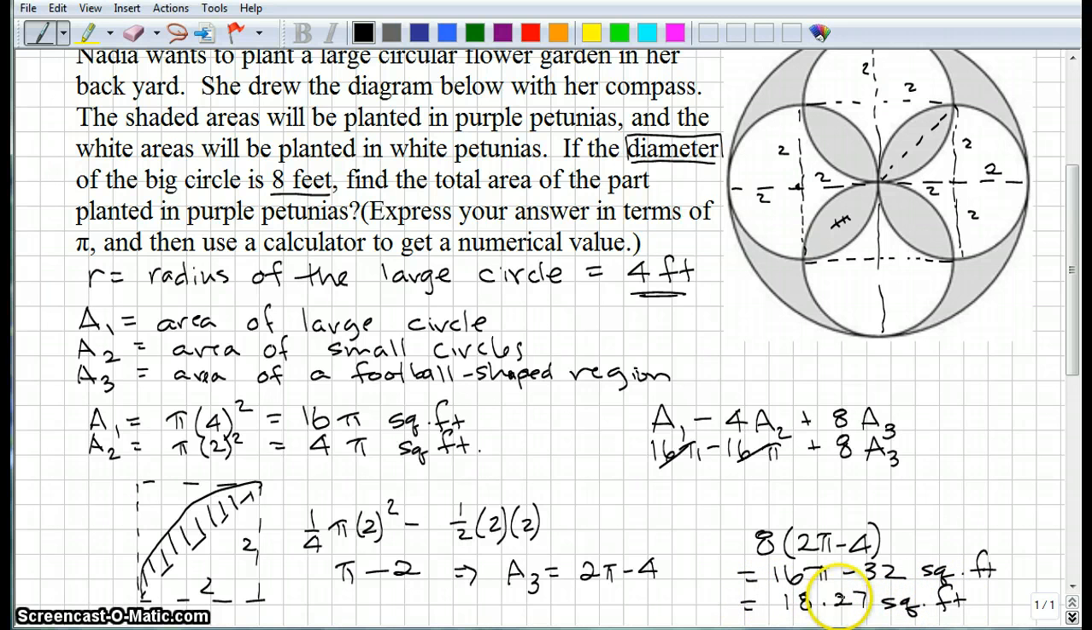So 18.27 square feet is our answer, or 16 pi minus 32. And that's the area that we want to plant in purple petunias. And the rest is going to be white. So we could find the white area, and that wouldn't be too hard to figure out, would it? Because the whole thing is 16 pi, and we've got 16 pi minus 32 square feet. So the 32 square feet are planted in white petunias.